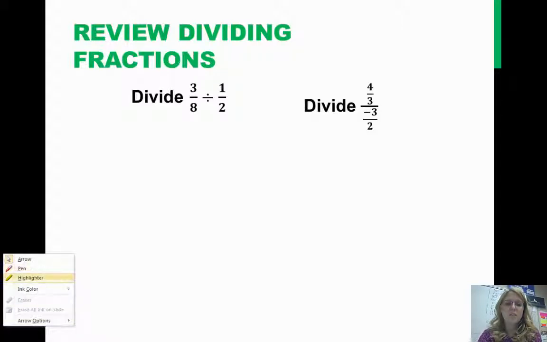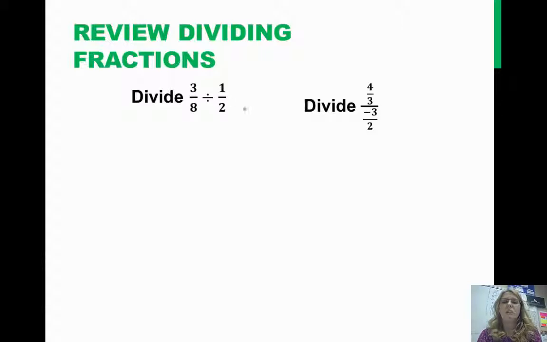Here we have 3/8 divided by 1/2. One thing you need to remember when you're dividing fractions is we want to rewrite this and turn it into a multiplication. Because what happens is the first fraction stays the same, but the second fraction we find the reciprocal of. And then we multiply straight across.